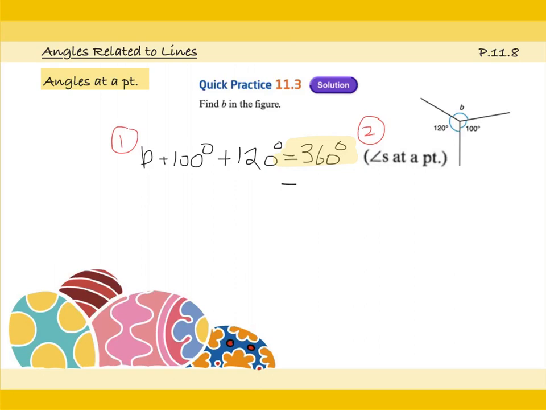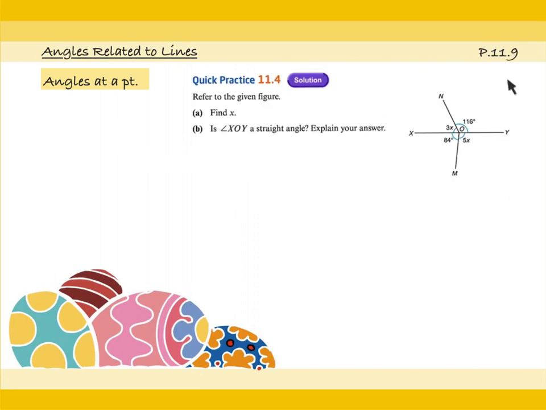And then we solve it as usual, and you will get the value of b equals 140 degrees. Remember to write down the unit all the time. So please go to page 11.9 and look at practice 11.4.